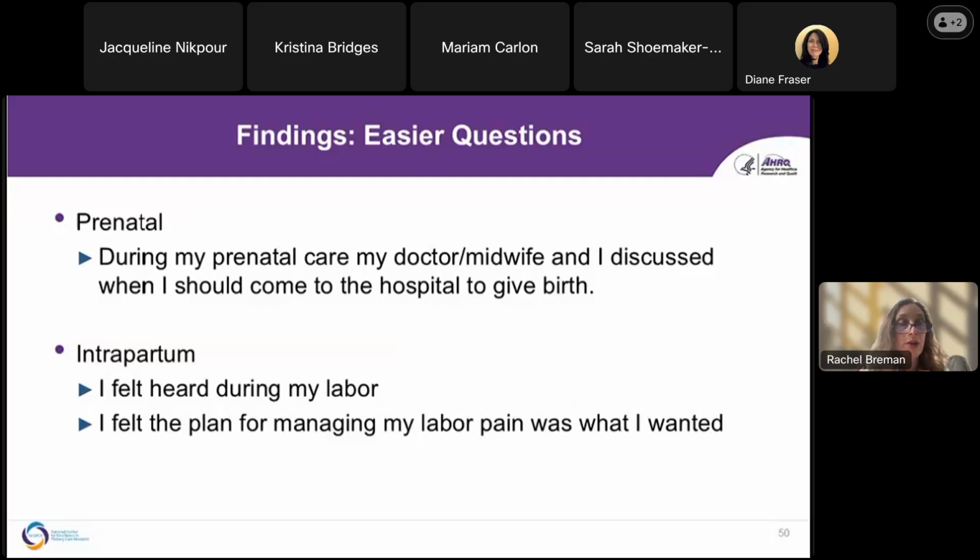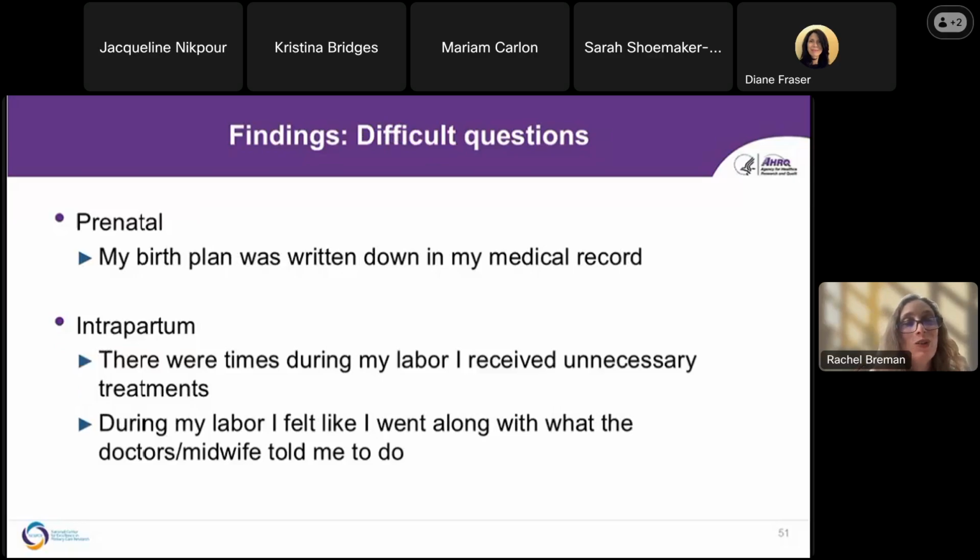And then for intrapartum care, that they felt heard during their labor, and that the plan for managing their pain was what they had wanted. So most women who had wanted an epidural were able to get an epidural, and that's really good. That speaks to our ability as a system to meet the needs for pain management in this population, which was really important because labor is really painful. Next slide.